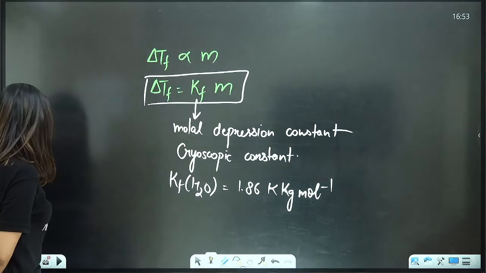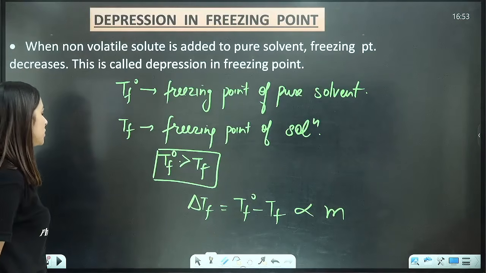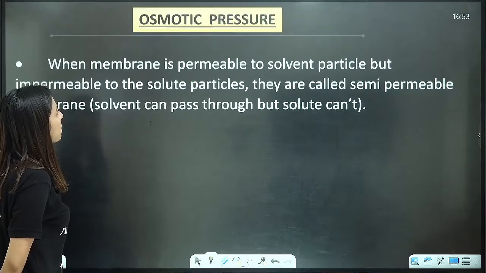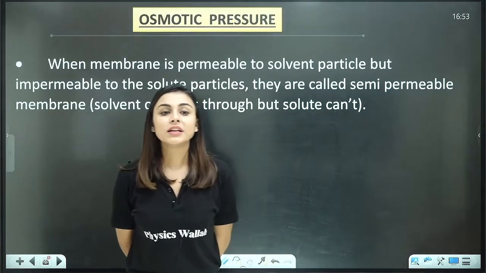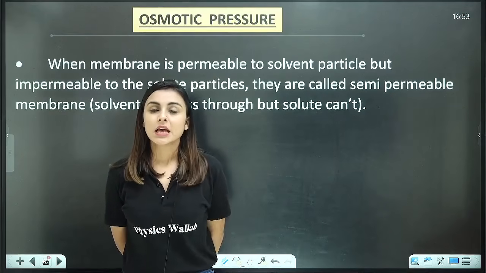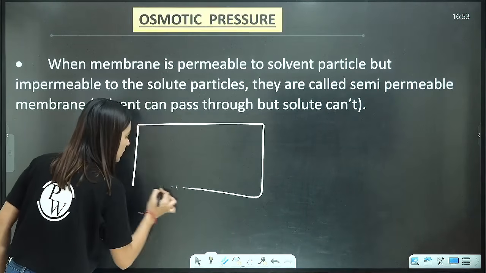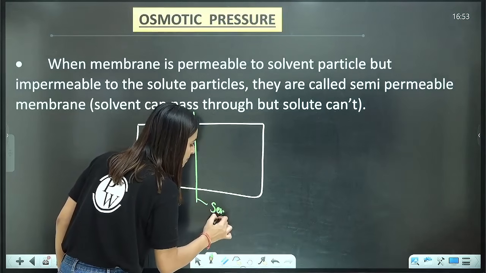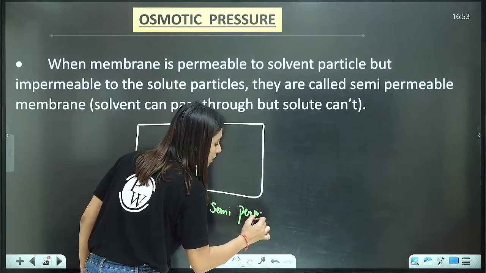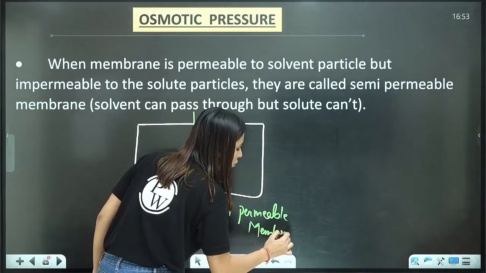I hope you understood this part. When a non-volatile solute is added to pure solvent, freezing point decreases, and this is known as the depression in freezing point. Now we are going to talk about osmotic pressure. What is osmotic pressure? Let us understand this. Consider you have a container like this and you have a semi-permeable membrane. What is a semi-permeable membrane, my dear students?